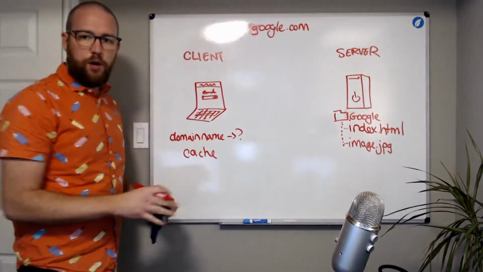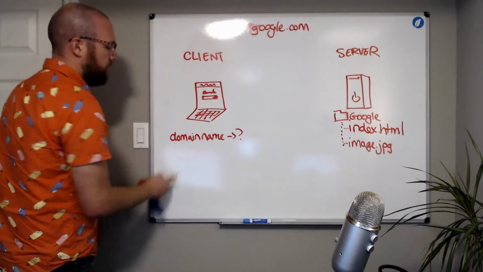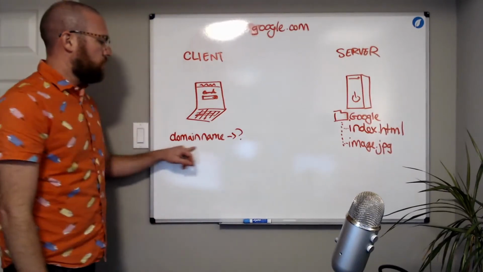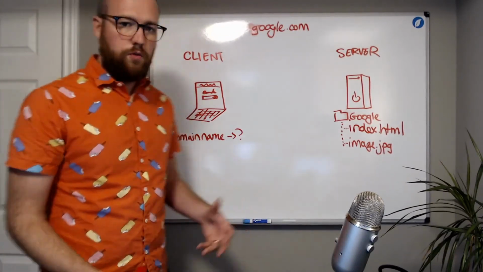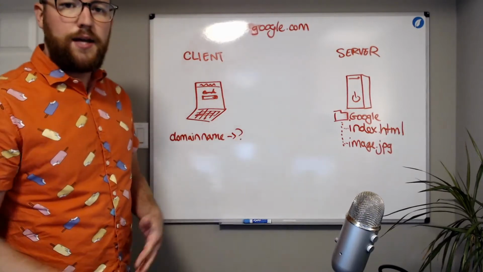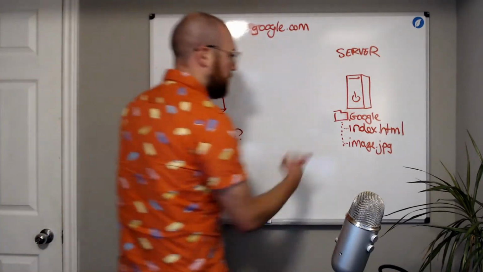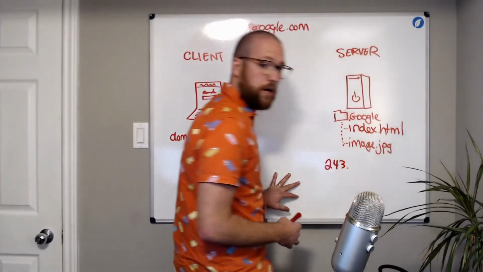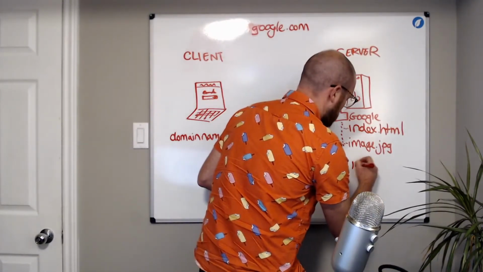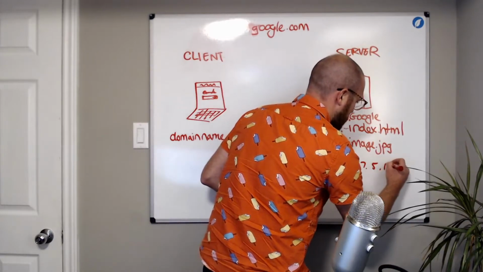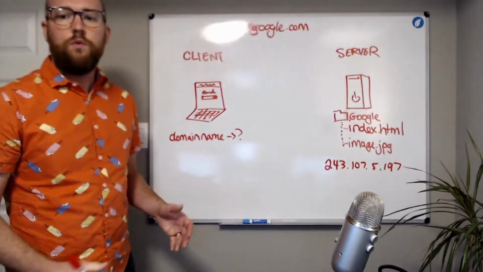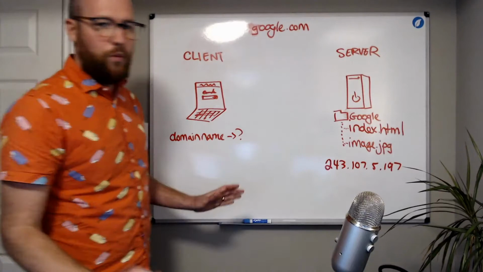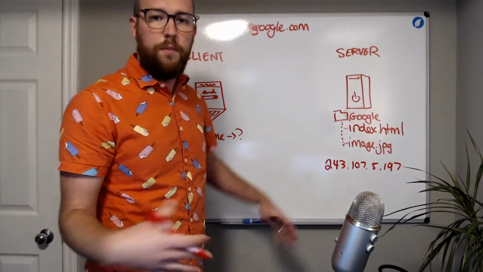And let's think about this domain name again. This domain name, google.com, goes somewhere. It's got to go somewhere. And everything on the internet has what's known as an IP address. So the IP address of this server could very well be, and you're going to learn about IP addresses, I'm sure, if you haven't already, something like 243.107.5.197. Could be a number like that, just a random number. I don't know whose IP address that is, but it could very well be that IP address.